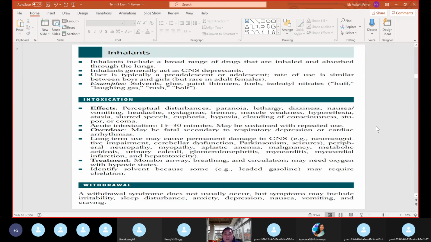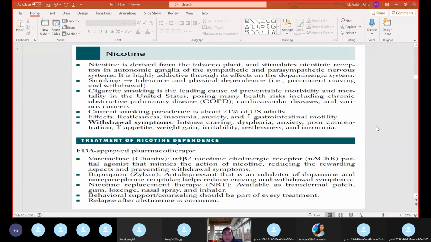Inhalants, like solvents. They inhale glue, paint thinners, or fuels. Intoxication, you can read that, some perceptual disturbances. What can we give? Always treat airway, breathing, circulation. They may need oxygen, right? You need to identify the solvent being used, because it may require, for example, chelation therapy. Withdrawal does not usually occur, but sometimes they can have sleep disturbances, anxiety, depression, nausea, vomiting, and craving.